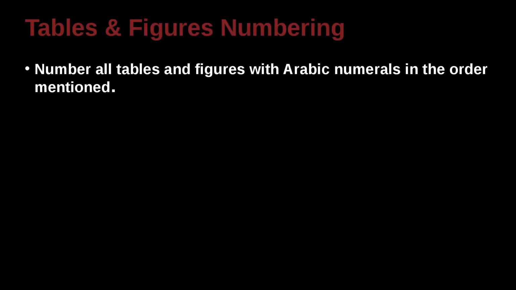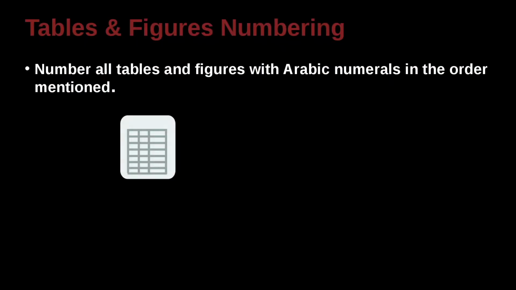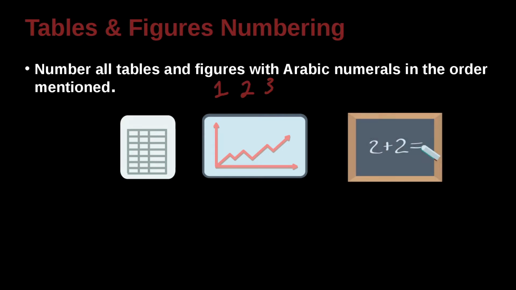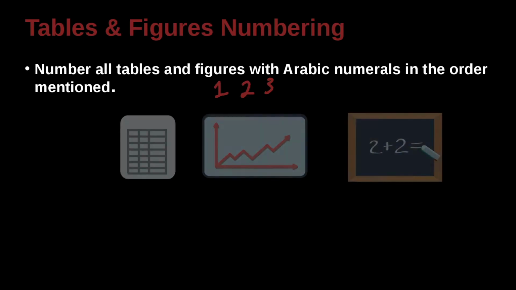The first and most important basic idea is all tables need to be numbered, all figures need to be numbered. And how do you number them? You're going to use Arabic numerals, from 1, 2, 3, 4 up to the number of tables and figures you have. In order. So your tables will be in one order, your figures will be in another order, 1 and up also. You may have other things like equations and formulas that you can also do that with.